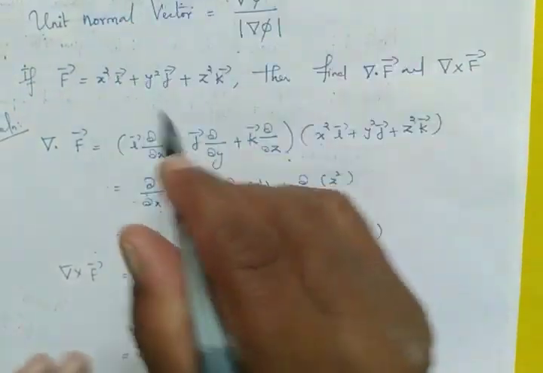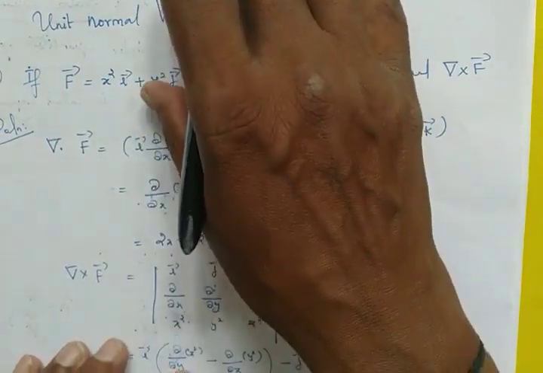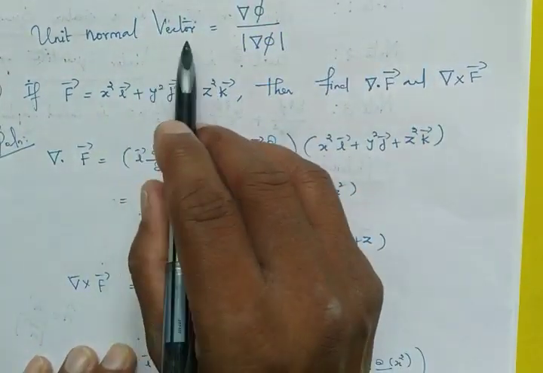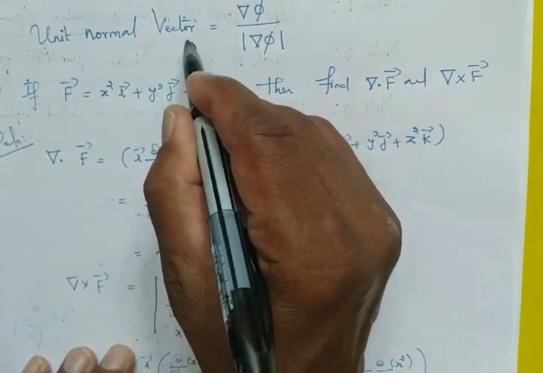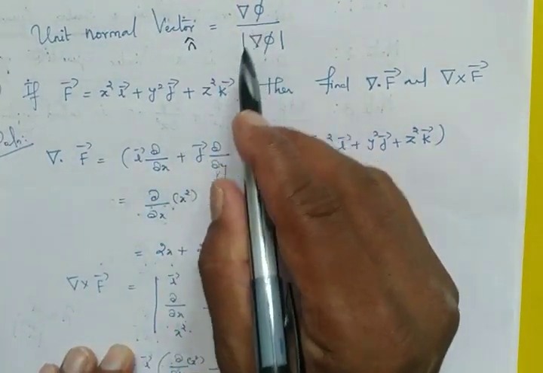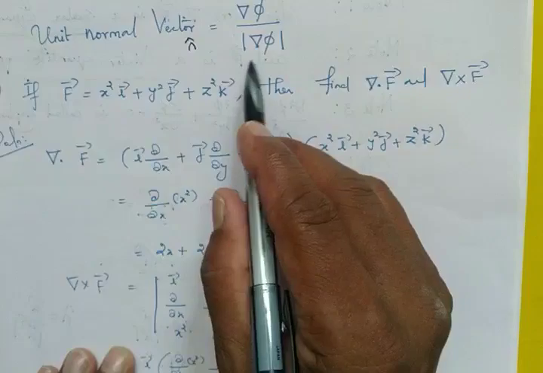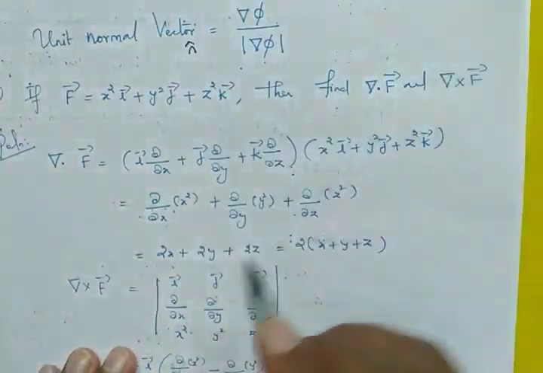Unit normal vector. I can represent the unit normal vector as n cap. So n cap equals del phi divided by modulus of del phi. That is what is considered the unit normal vector.